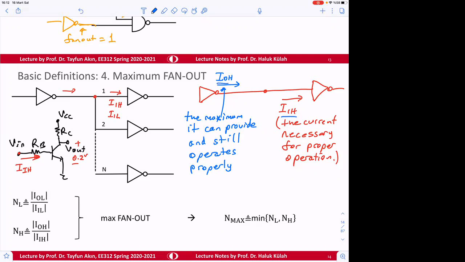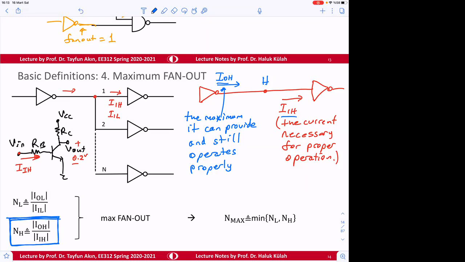This is what it can provide. So for the high case, at the output node, those values, as definition, give you the maximum fan out. So for the output high case, we will be finding the maximum fan out, how many we can connect at the output.